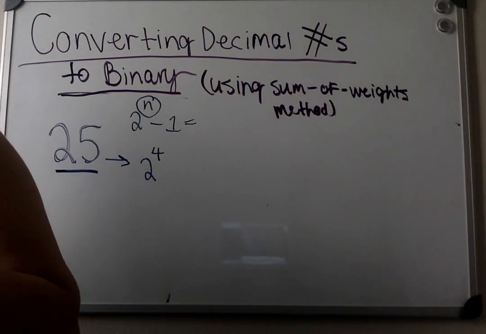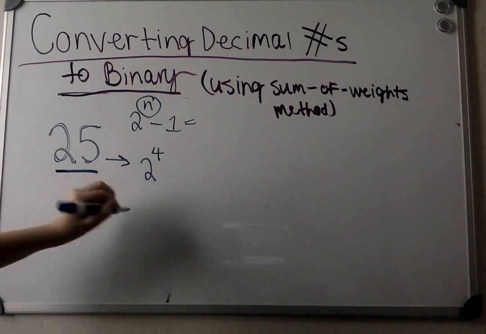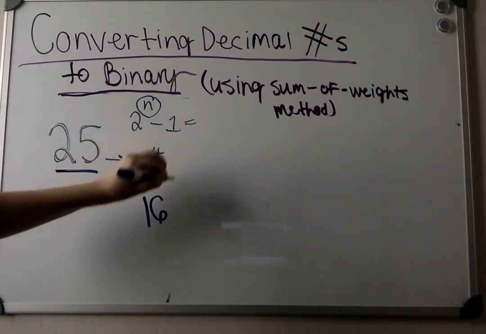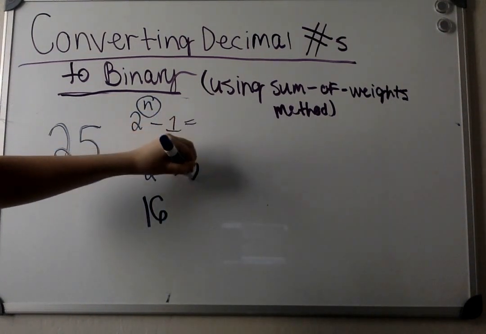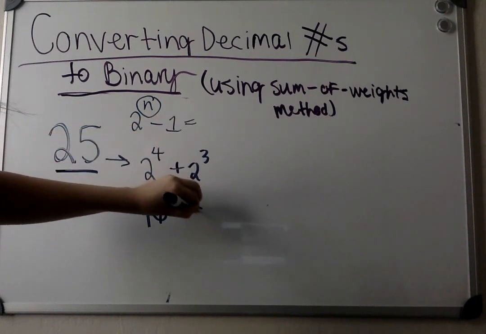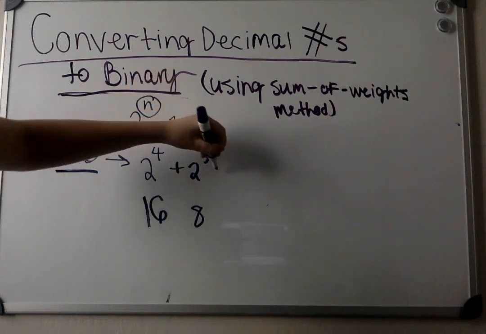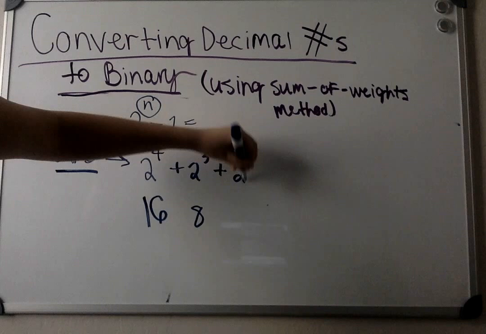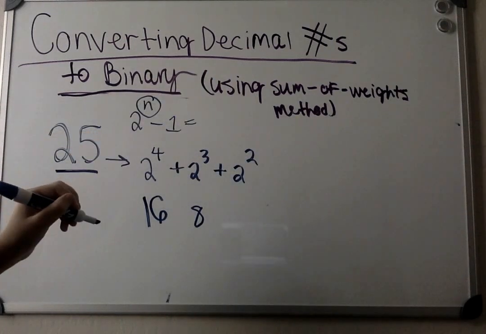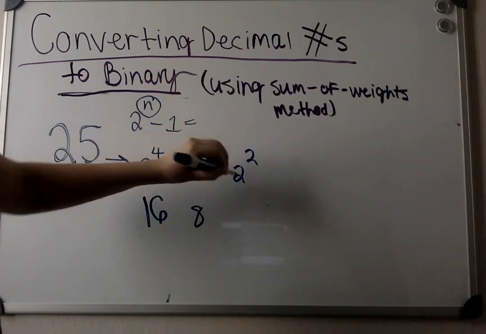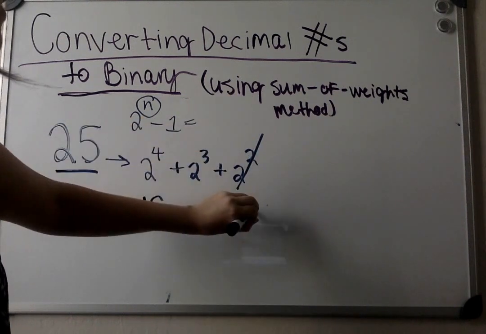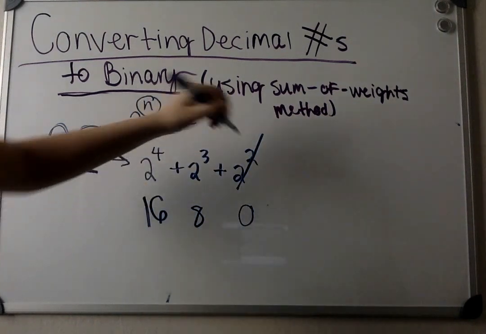Now 2 to the 4 is 16. 16 does fit into 25, plus 2 to the 3, that's 8. That makes 24. We're good so far. Plus 2 to the 2: 24 plus 4 is 28. This is not going to fit into 25.